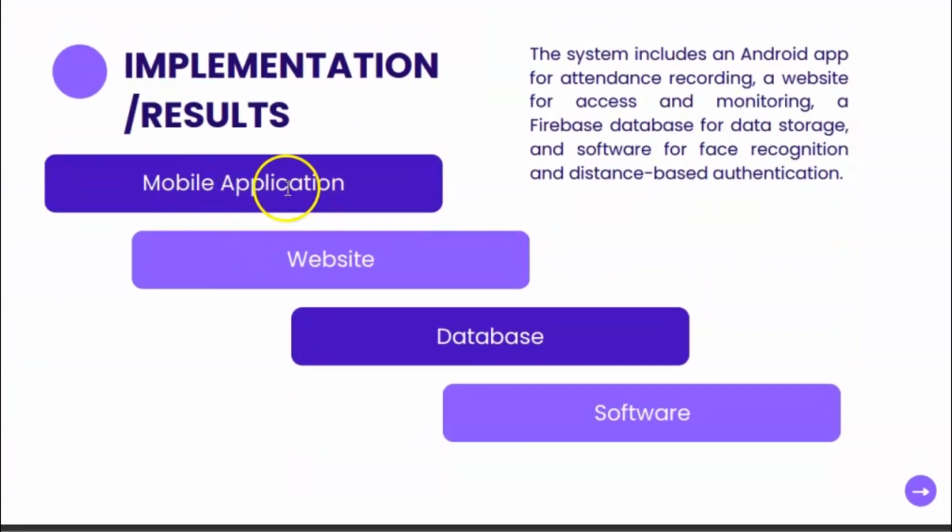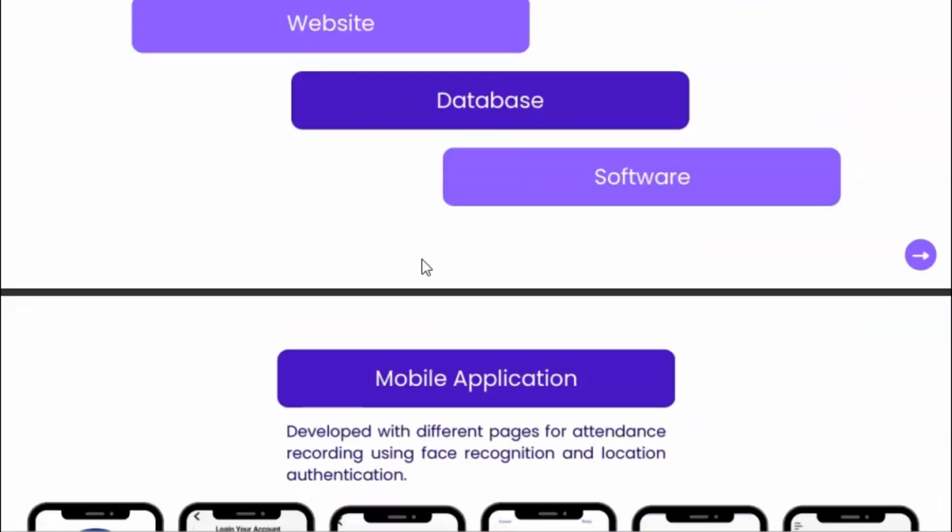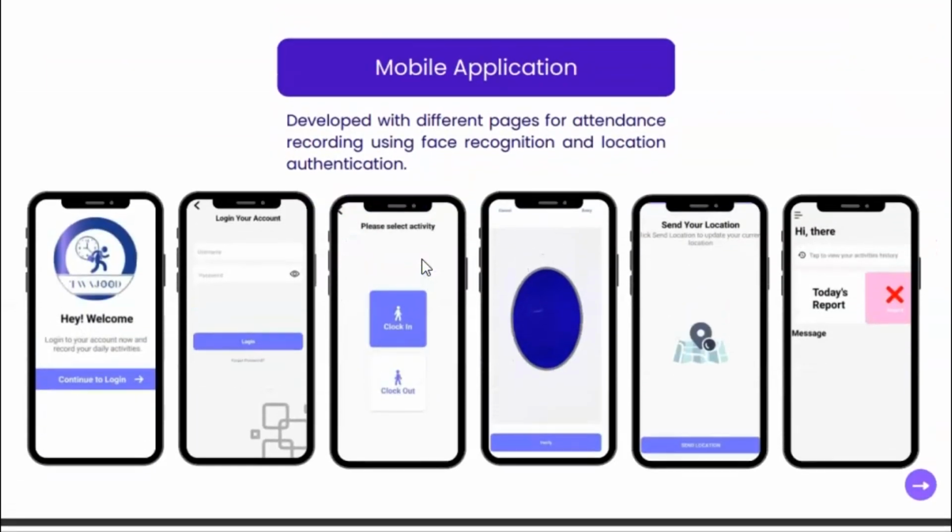Thankfully, we have implemented our system successfully, and our system consists of a mobile application and a website. As you can see here, our mobile application is as follows. The employee will begin to log in with the credentials that the HR registrar has created for him. After that, he'll choose clock in since he's entering the work premises. Then it will take him immediately to the face recognition page, which will scan his face and make sure that he is the right employee.